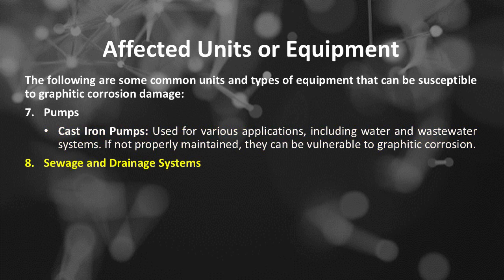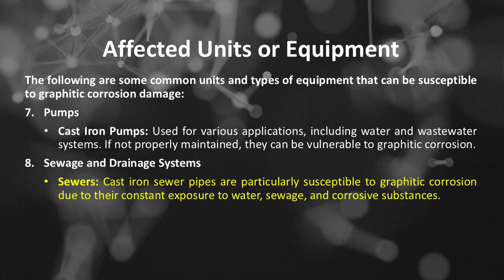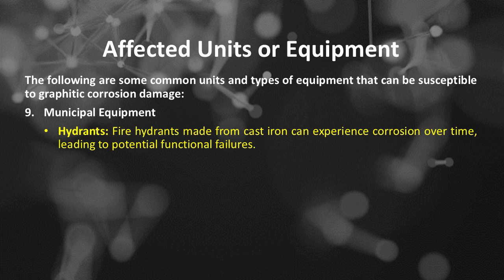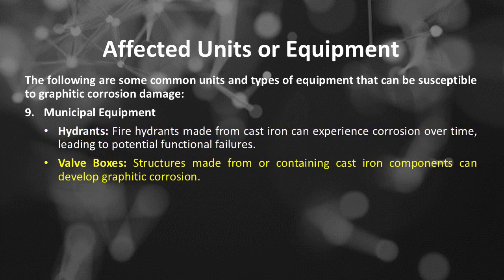Number 8 is sewage and drainage systems. Sewers, cast iron sewer pipes are particularly susceptible to graphitic corrosion due to their constant exposure to water, sewage, and corrosive substances. Number 9 is municipal equipment. Hydrants, fire hydrants made from cast iron can experience corrosion over time, leading to potential functional failures. Valve boxes, structures made from or containing cast iron components can develop graphitic corrosion.